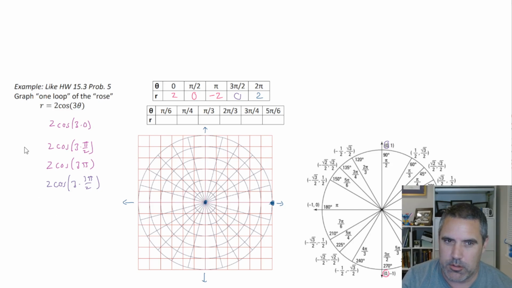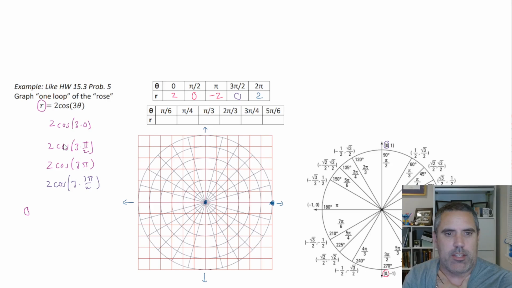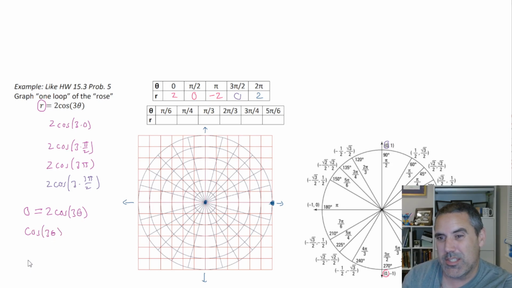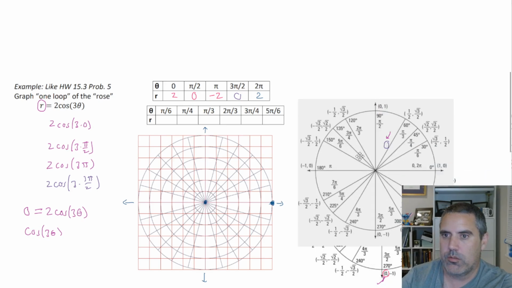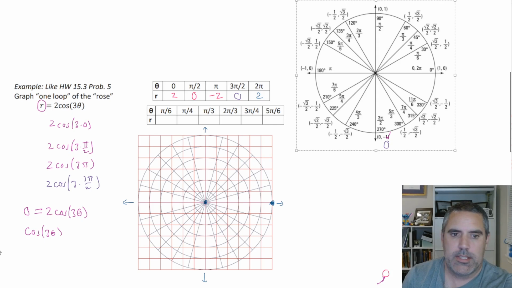Now, the other thing you can do is figure out when r is 0. And r is going to be 0 many times in this problem, because cosine is going to be positive, negative, positive, negative. So the other thing you can do to help you graph is find when r is 0, and that would be when cosine is 0. And when is cosine 0? Cosine is 0 here, and it repeats. So I'll grab my unit circle. See, helping us again.